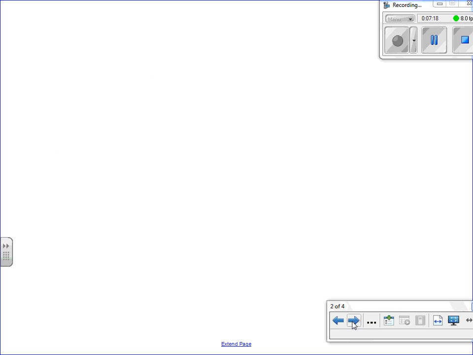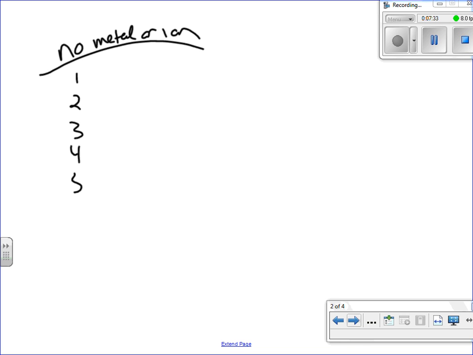Okay. Last case is if you don't have a metal or ion. No metal or ion. If that is the case, you use prefixes. Your prefixes are as follows. 1, 2, 3, 4, 5, 6. I think that's about as high as you'll need to go. 1 is mono. 2 is di. 3 is tri. 4 is tetra. That's the one everyone forgets. 5 is pent. 6 is hex.